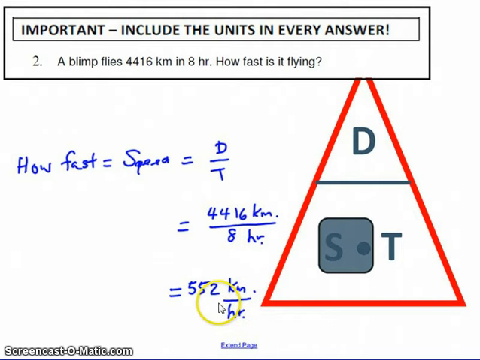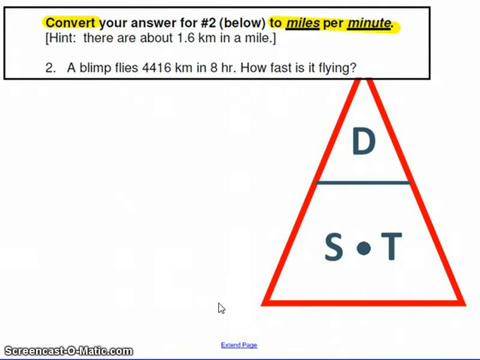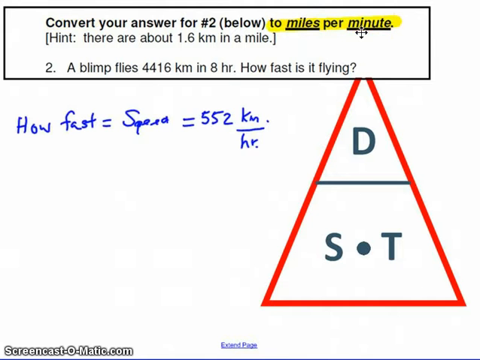But this is your answer right here. Now, the one other thing we had to be able to do was unit analysis to convert from one unit to another. In this case, same question about the blimp, but this time I want the answer in miles per minute. So remember, before we had the speed in kilometers per hour. It was just on the previous slide that we looked at. It was 552, but I've got to turn that kilometers per hour into miles per minute.